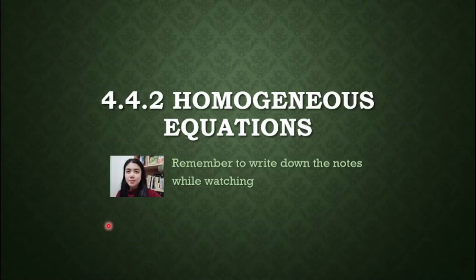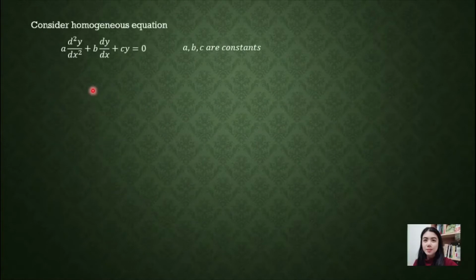So this is 4.2.4 homogeneous equations. So let's just consider homogeneous equations. That is, equations that are equal to 0, and your a, b, c are constants. Let's name this equation as equation number 1, and assume that y equals e to the power mx is the solution.